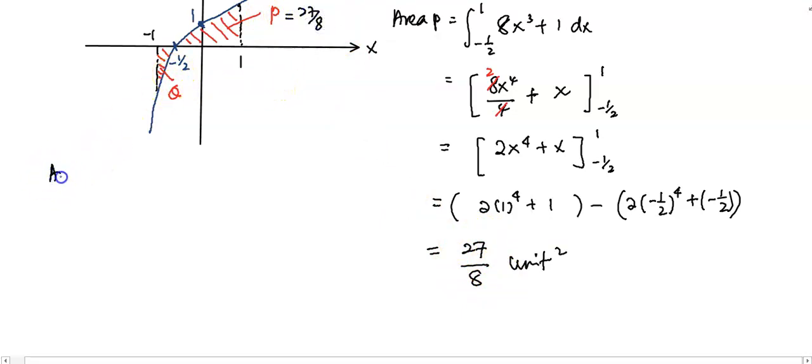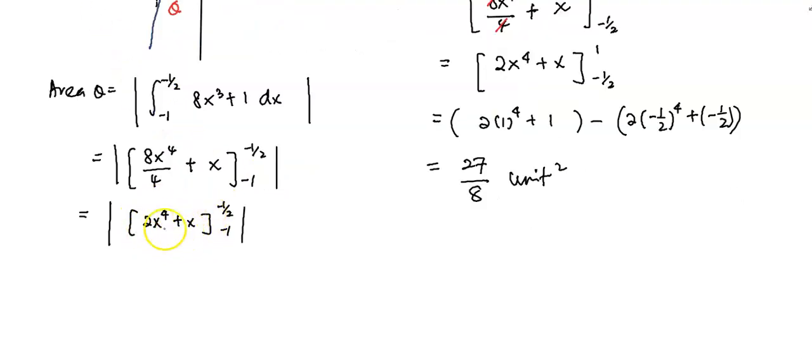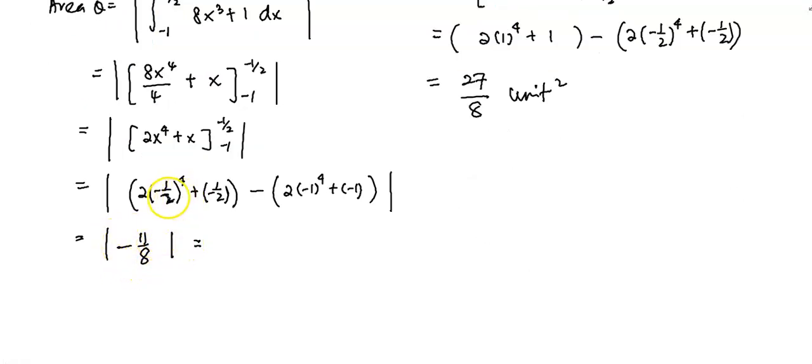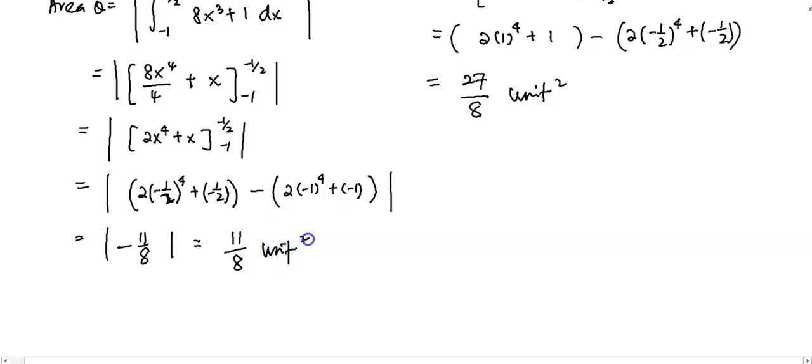Now I'm going to get the area of Q. Since the region Q is below the x-axis, I need to put a modulus. So every operation of the integral, I will do inside this modulus. I'm going to integrate from -1 to -1/2. The same function will be applied and integrated as usual. You have this. Now we substitute the values. This is a negative. After you simplify, you get -11/8, and the modulus will convert it back into positive 11/8 unit square.